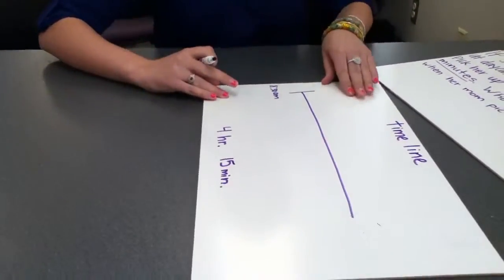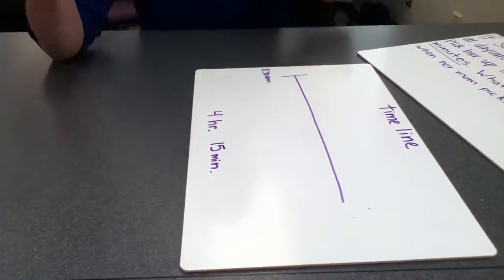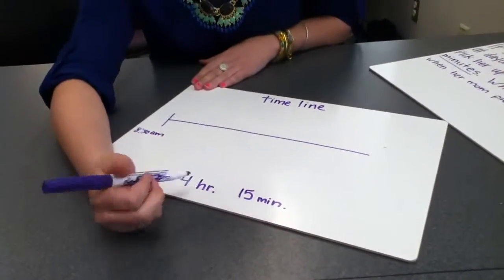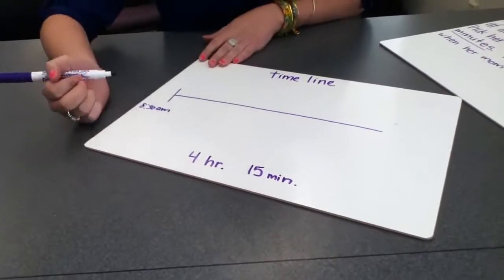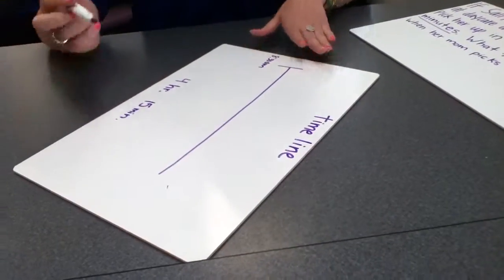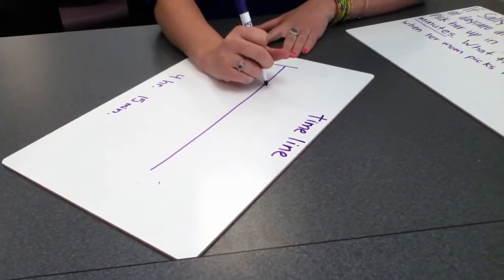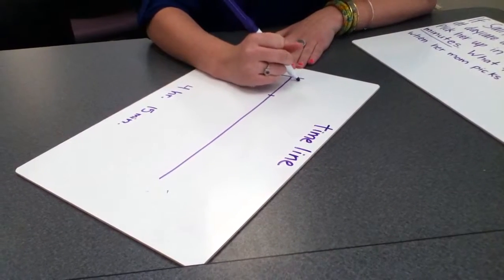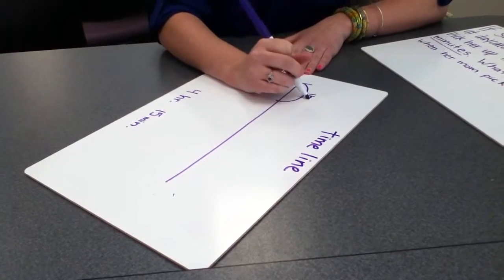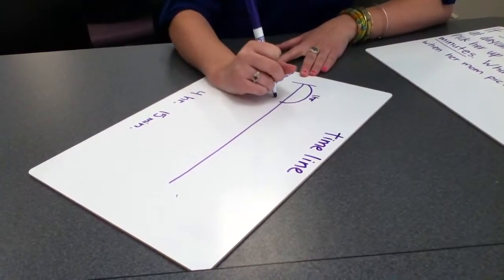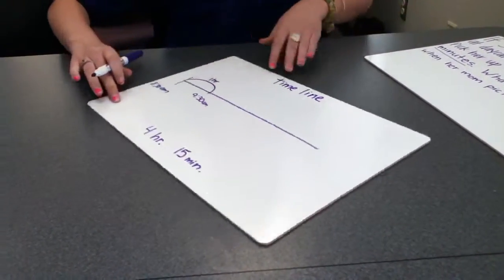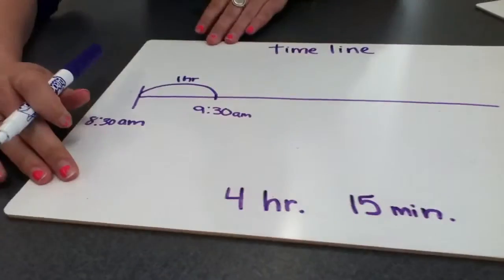So Sally starts off at daycare at 8:30 a.m. And first we're going to start by making a small jump. And we're going to break this 4 hours and 15 minutes down into jumps. And we know that 1 hour is 60 minutes. So we're going to start our jumps off with hours. So we're at 8:30 and we're going to make a jump of 1 hour. And that 1 hour jump is going to put us at 9:30.